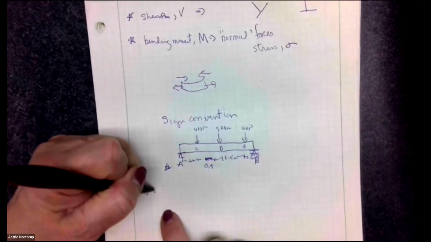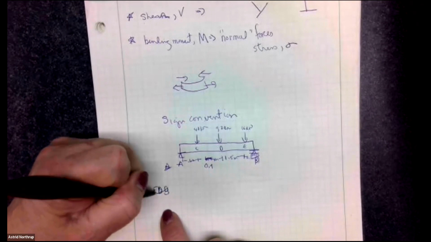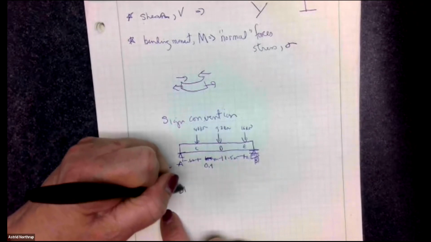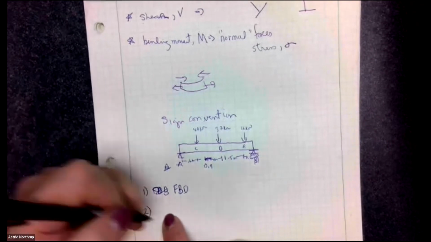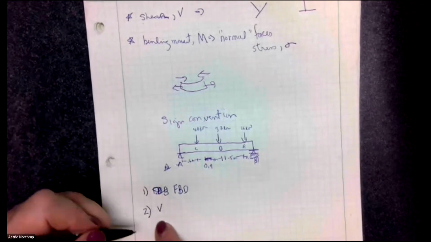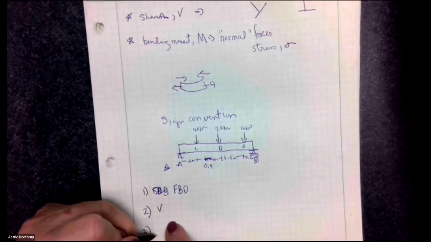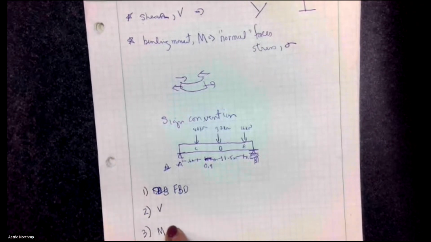Well, there's 3 things that we need to do. The first is to draw a free body diagram. The second is to do a shear diagram. And the third is to do a bending moment diagram. Okay. Now, we can draw a free body diagram, but that's where we always begin.